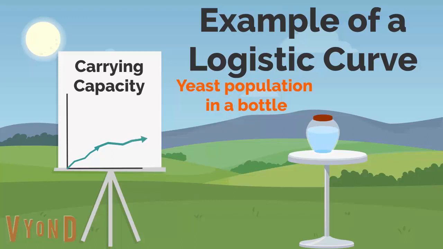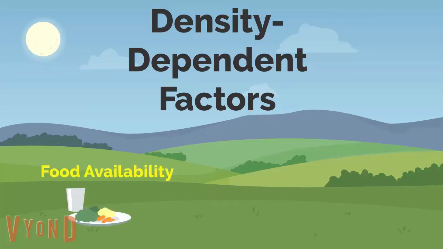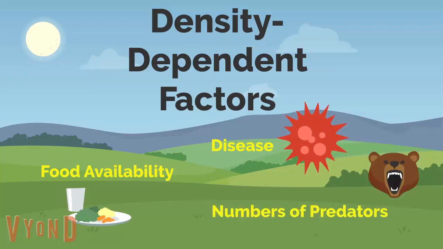The population chart will eventually level off, and then there will be a decrease due to toxins from waste and overcrowding. Limiting factors that are caused because of the size of a population are known as density-dependent factors. These factors include food availability, disease, and the number of predators.